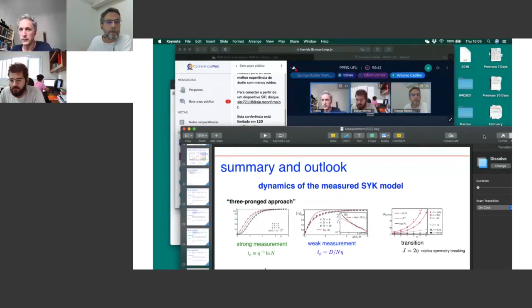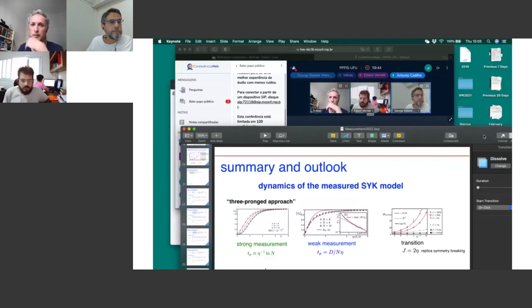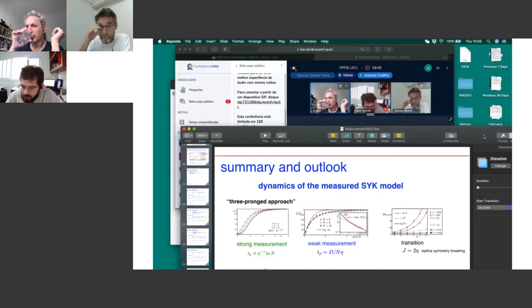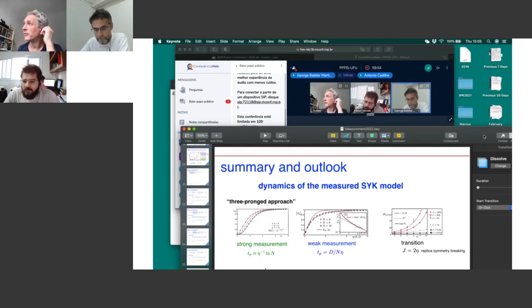Just a question. I'm not from the field, so I might be making a very naive question. But how large does N have to be for it to be a mesoscopic system?